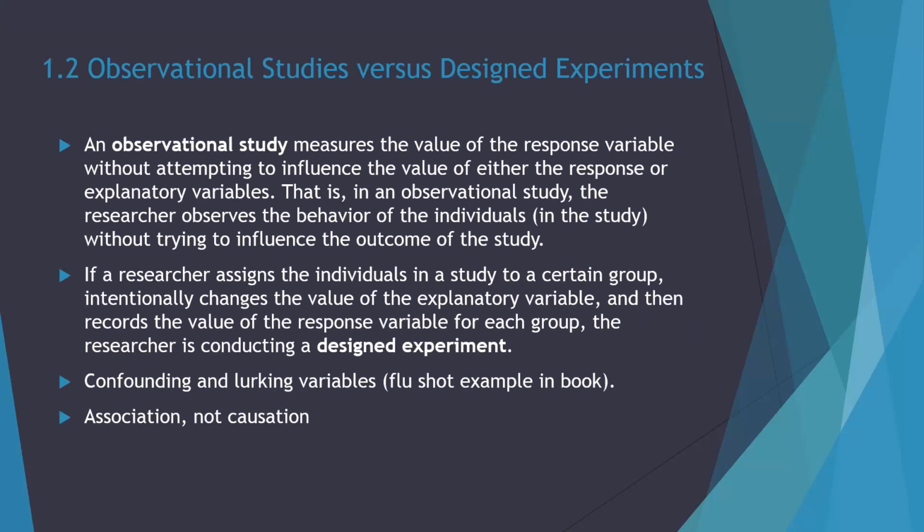It gives a good example in the book about confounding and lurking variables. So they talk in the book about looking at senior citizens and what proportions of them got the flu shot. So it asks two different things. About the proportion of them that had the flu shot compared to how many were hospitalized with the flu, and about the proportion of them that got the flu shot and how many of them died from the flu.